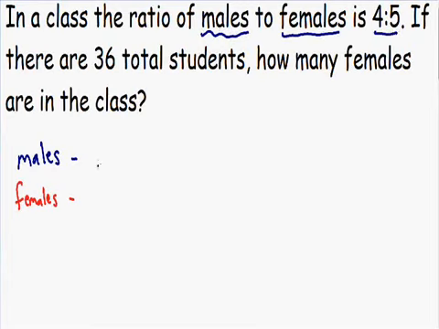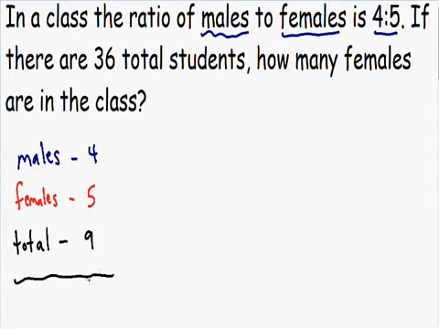So let's just say that we have 4 males and 5 females. And this is because we know the ratio of males to females is 4 to 5. So we know that if we have 4 males and 5 females, then our total number of students in the class must be equal to 9. 4 males plus 5 females is equal to 9.